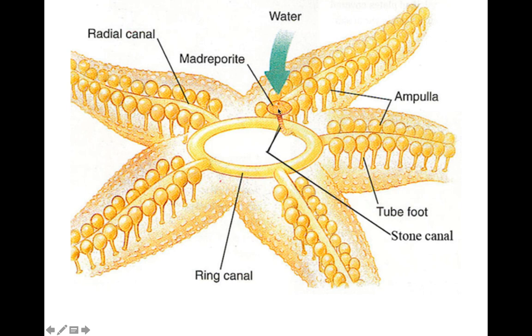Okay, that madreporite connects onto this tube-shaped ring called a ring canal, and this ring canal is located right in the center of the echinoderm. And if you imagine on the oral side, there would be a mouth right around here. Okay, so this ring canal circles the mouth. And then you have branches off of it. There's one here in light yellow. Okay, one there and one there. These are called radial canals, and they go all the way down to the ends of each of the arms.